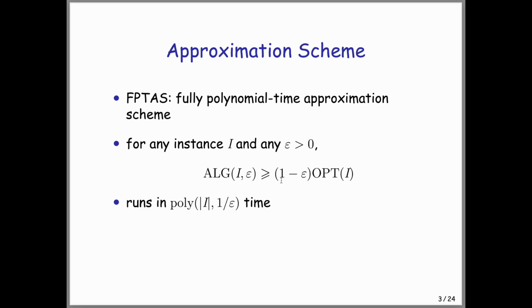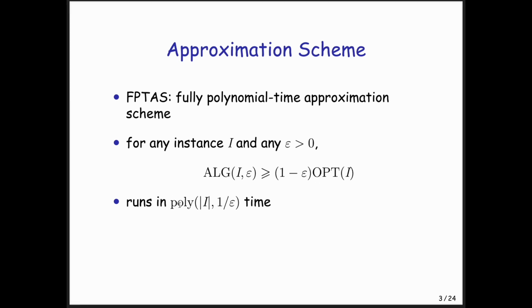For any instance, our goal is to find a solution where the total profit is at least 1 minus epsilon times the optimal solution profit, in polynomial time with respect to the instance size and 1 over epsilon.